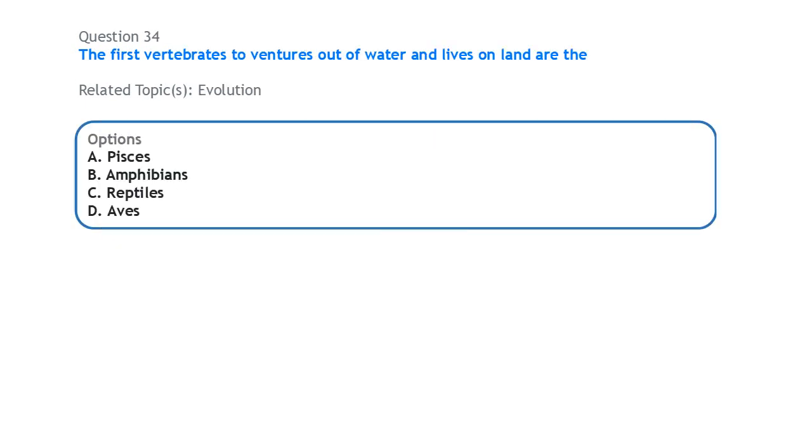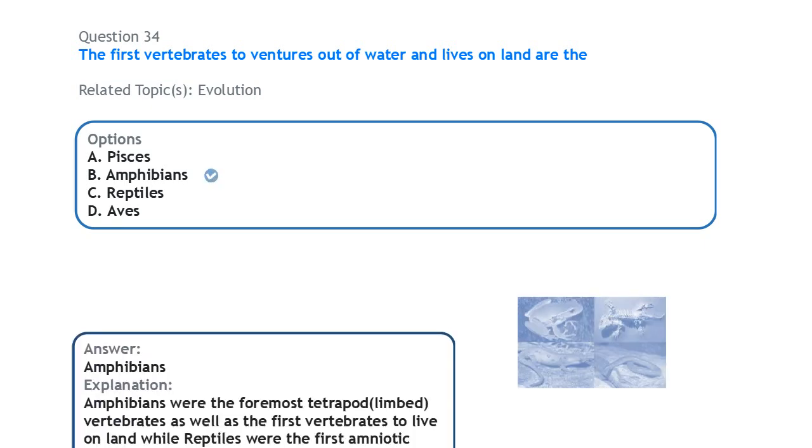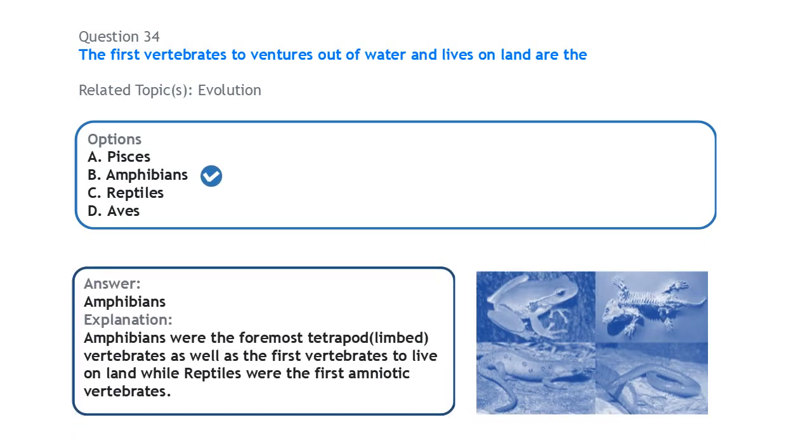Next on evolution, the first vertebrates to venture out of water and live on land are the amphibians. The amphibians, they are the foremost tetrapod, that is limbed vertebrate, that is vertebrate that have limbs, to live on land.